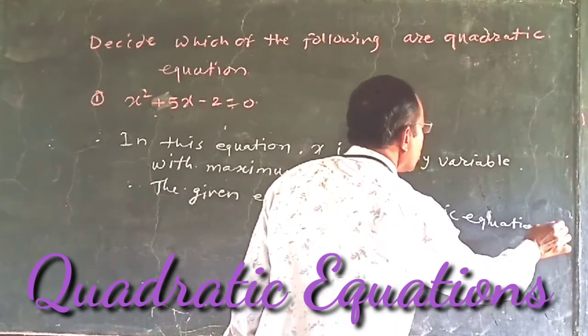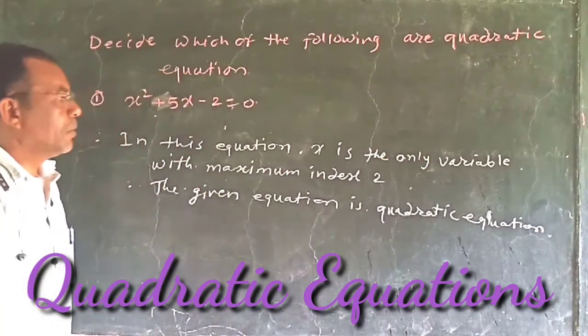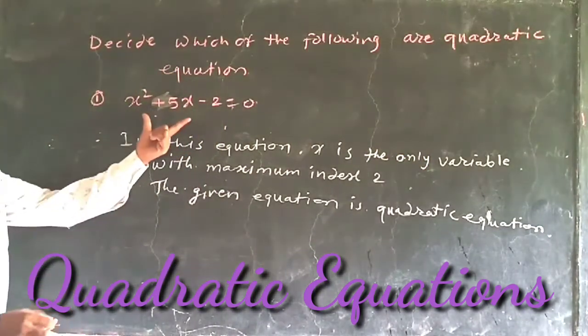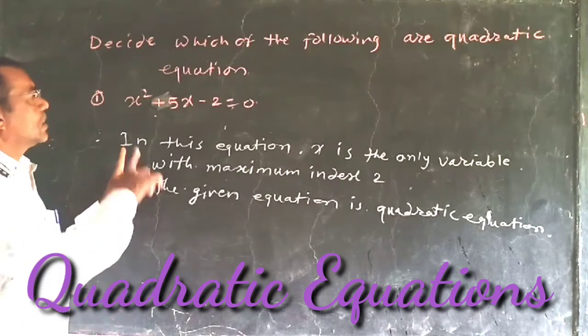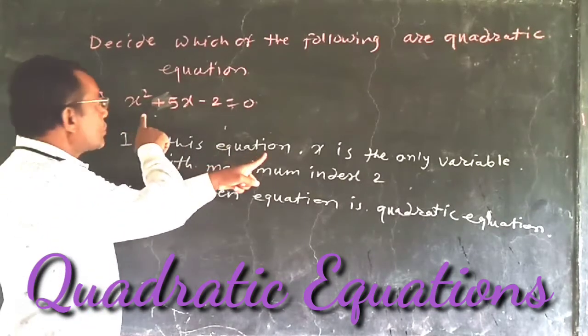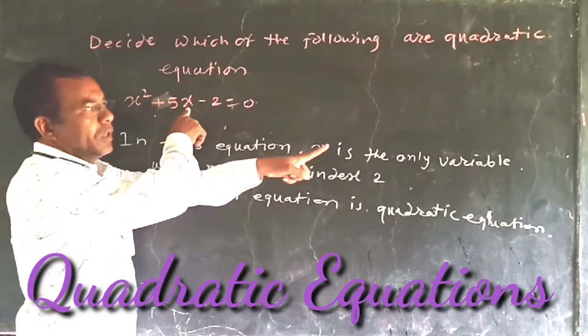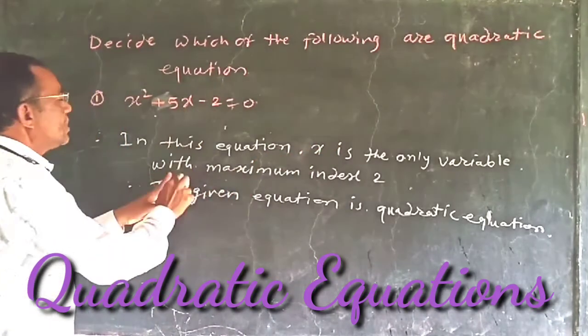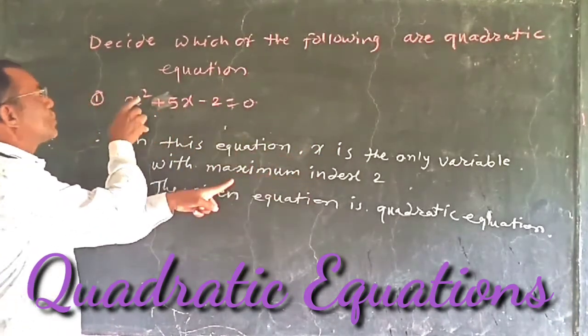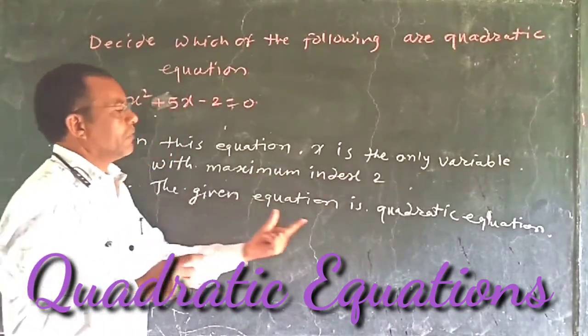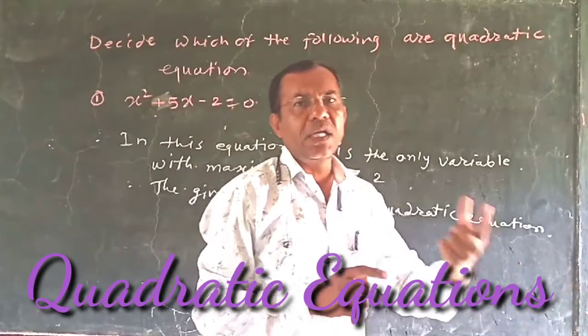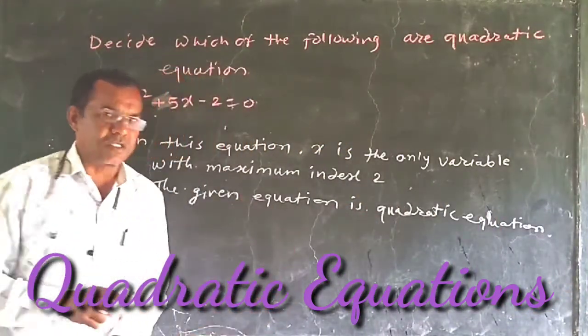In this way you have to write. It is for only 1 mark here. This is the equation, and how to write in this equation? x is the only variable with maximum index 2. Therefore, the given equation is a quadratic equation. You have to write in this way.